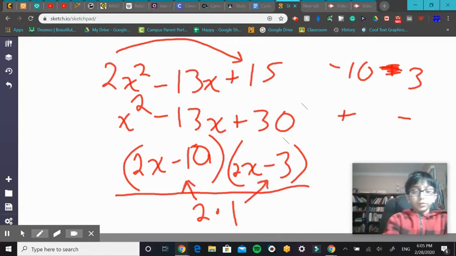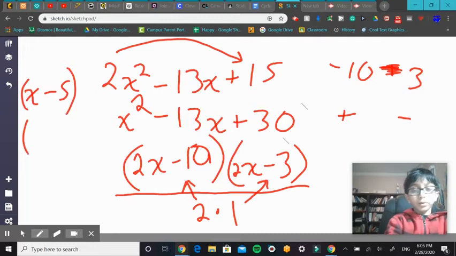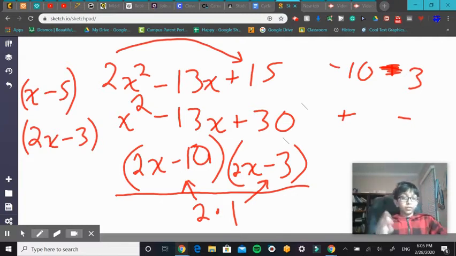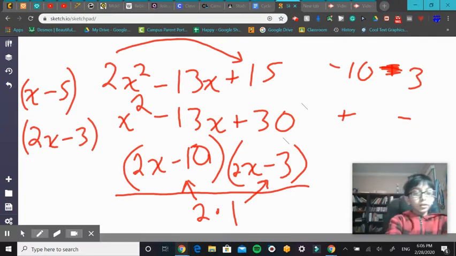So the first one, if you divide it by 2, you get 2 divided by 2 is x. And then negative 10 divided by 2 is negative 5. And our second part is just going to stay the exact same since we're dividing it by 1. And that should be our answer. Let's take a look. 2x times x is 2x squared. Then negative 10x minus 3x is negative 13. And negative 5 times negative 3 is 15.